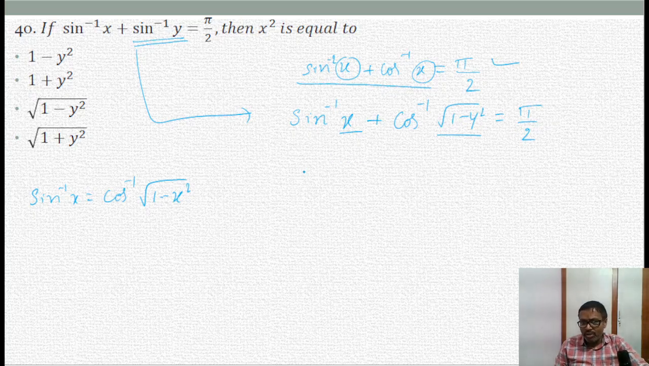So this equation gives us x is equal to root of 1 minus y square. Square it on both sides because they are asking x square. x square is equal to 1 minus y square. So your answer is option 1.